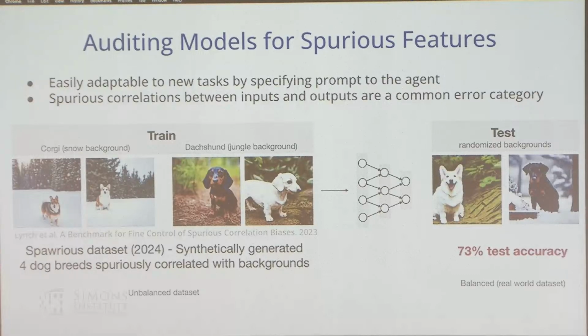To test stuff like this, we can train toy systems that capture learned spurious associations, but they also show up quite a bit in real-world models. We can train a small model, for instance, on this data set called Spurious, which is just a little more complicated than something like Waterbirds, where in the train set, dogs are spuriously correlated with different kinds of backgrounds. So corgis will only show up in the snow, dachshunds will only show up in the jungle, and so on. Then we can test the system on randomized pairs where dogs can show up on any image background. The system has like 73% test accuracy on these balanced test sets when trained on the unbalanced train set.